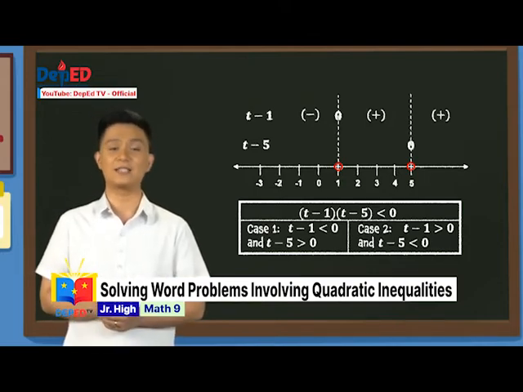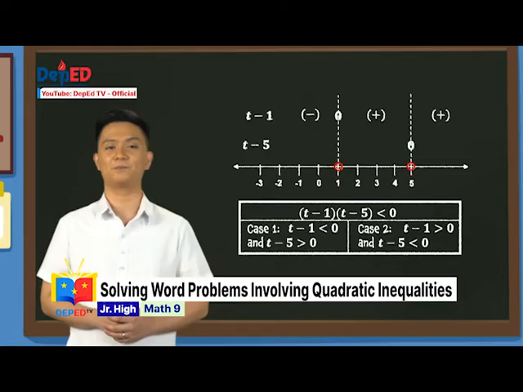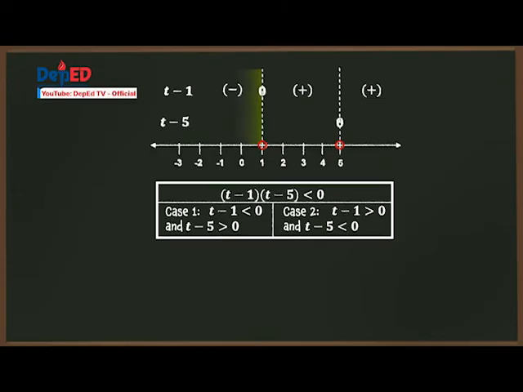Now let's use the same set of test values to determine the sign of the value of the factor t minus 5 at each interval. In the region to the left of 1, we may use 0 as the test value. So when t is equal to 0, t minus 5 will be equal to 0 minus 5, or negative 5. Hence, in this region where t is less than 1, the value of t minus 5 is negative.